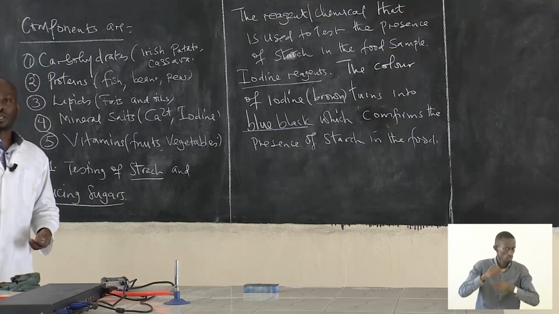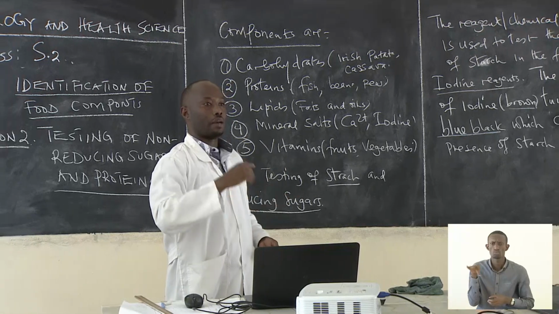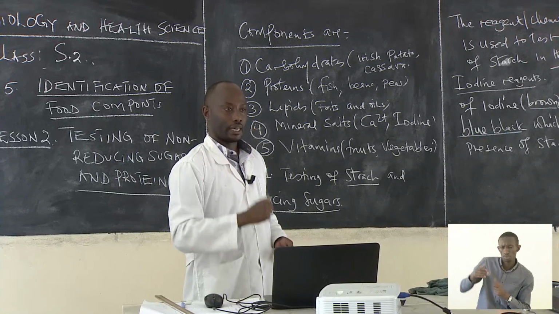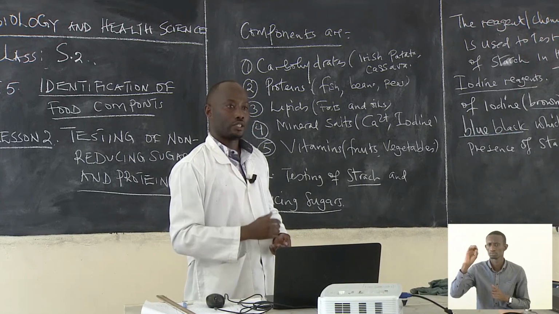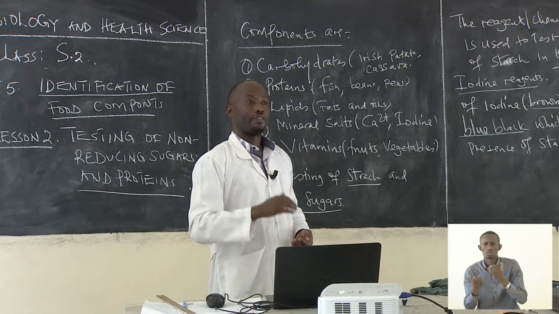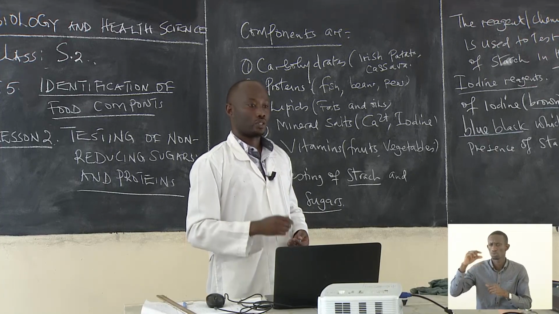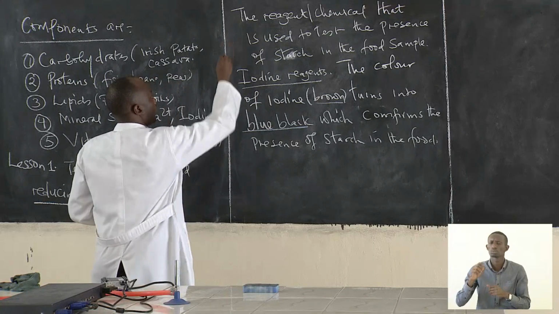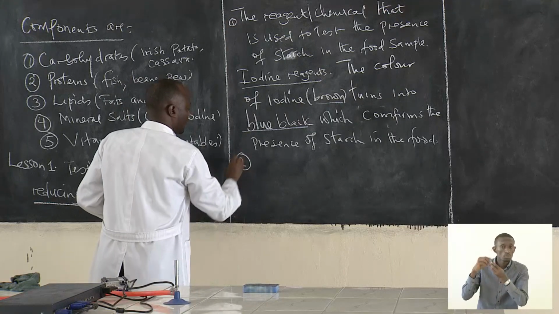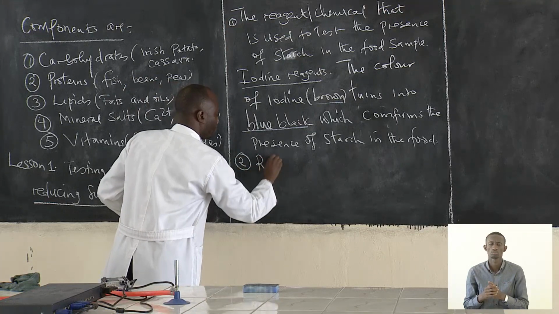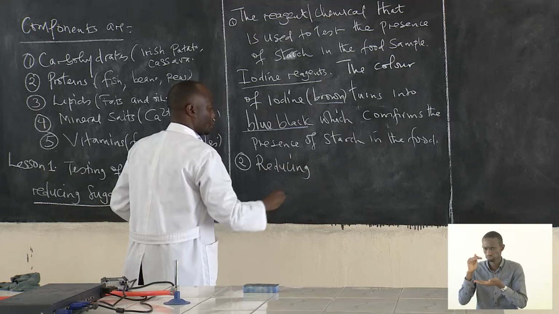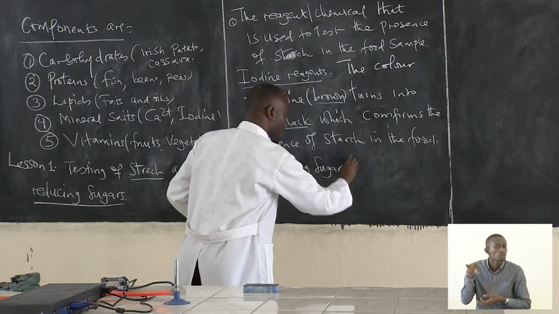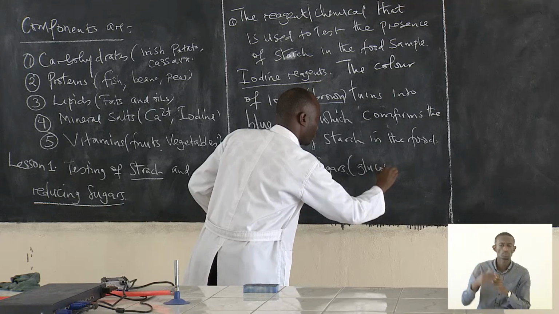When I talk about reducing sugars, I mean the sugars which are made up of one molecule, a simple molecule of monosaccharides. Examples of monosaccharides, we have glucose, we have fructose, and we also have galactose. All right? Number 2, we have been testing reducing sugars. We did a practical of it. So for reducing sugars, we used glucose as an example.